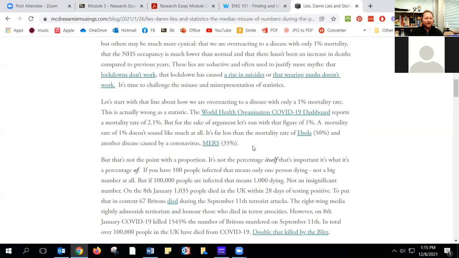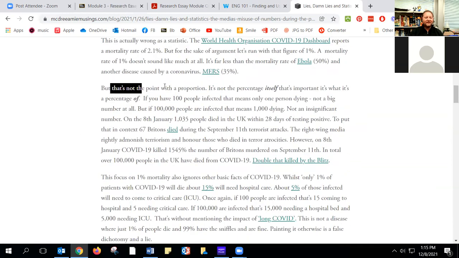And that's a really strong argument, and you've probably heard a lot of these before. But that's not the point with a proportion. It's not the percentage itself that's important. It's what it's a percentage of. Think back to that Springfield, Shelbyville murder rate kind of thing. If you have 100 people infected, that means only 1 person dying. That's 1% mortality rate, 1 out of 100. That's not a big deal at all. But if there's 100,000 people that are infected, that means 1,000 people are dying, right? That's not insignificant. That's a big jump, right?